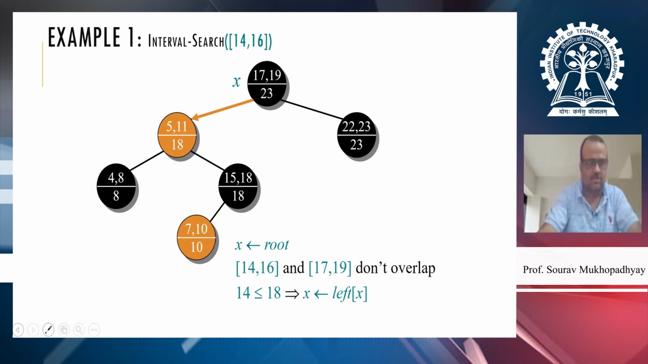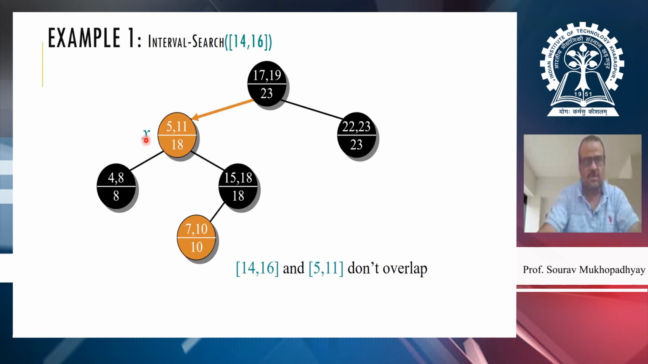So this is our new root. Then we have to search again, I mean, do the interval search on this root. This is the recursive call. So again we check whether this is overlapping or not. No, this is not overlapping. So again we have to check with the left part of this. This is 8, but our low of I is 14.